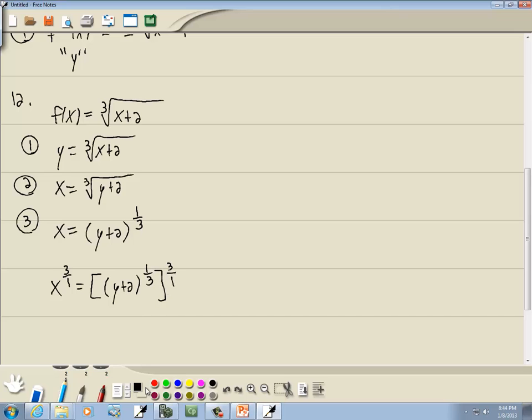Now take both sides to the 3/1 power. These 3's cancel, the 1's cancel, then we'll be left with y plus 2. So we got x to the 3rd equals y plus 2. Now, since when I wrote this in fraction form I had 1/3, the number on top is odd. That means no plus or minus. We didn't need to put a plus or minus on the other side. Now take 2 over, so we got x to the 3rd minus 2 equals y.